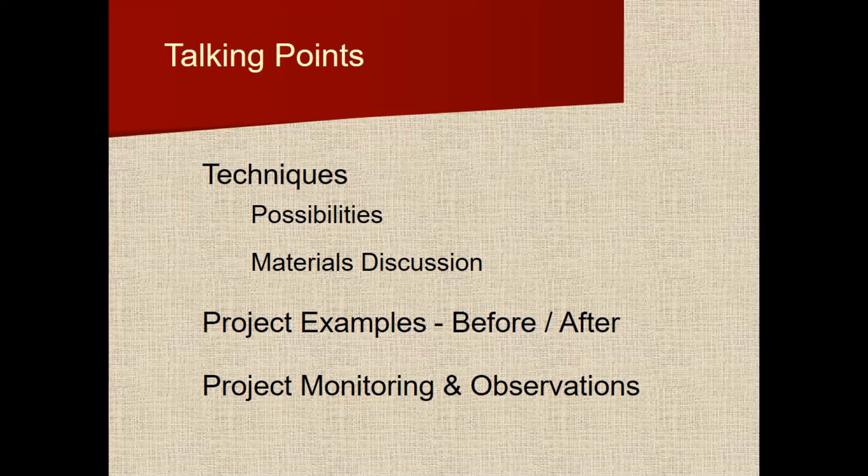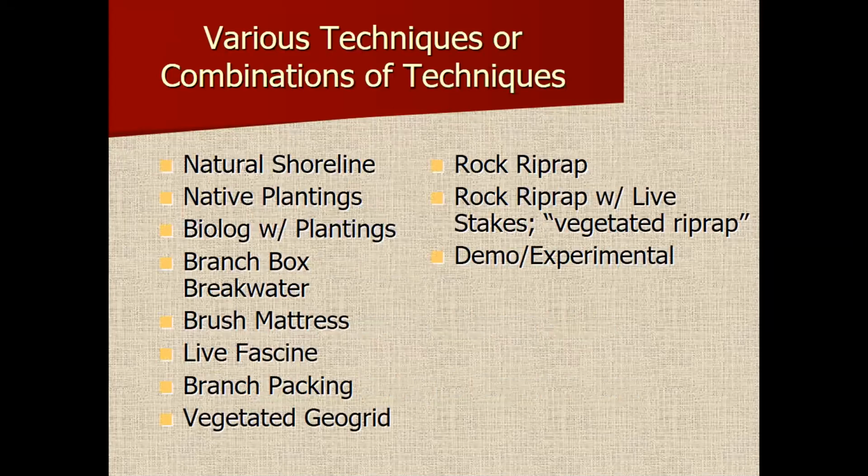When we start thinking about the different techniques and what the possibilities are and what type of materials are out there, I just want to share some before and after photos and give you an idea of what the projects have looked like over the years. The various techniques or combinations of techniques that we've used range anywhere from just native plantings, trying to augment Mother Nature's plantings, all the way up to structural protection, such as rock riprap, or different man-made procedures that we can put structurally at the shoreline.